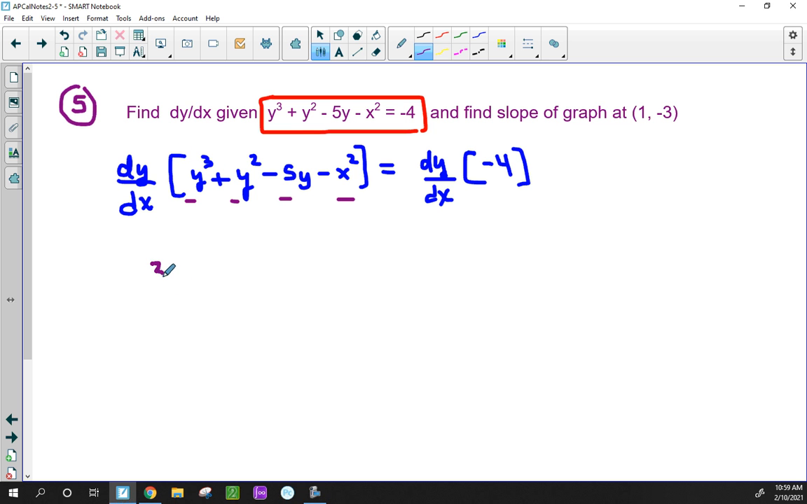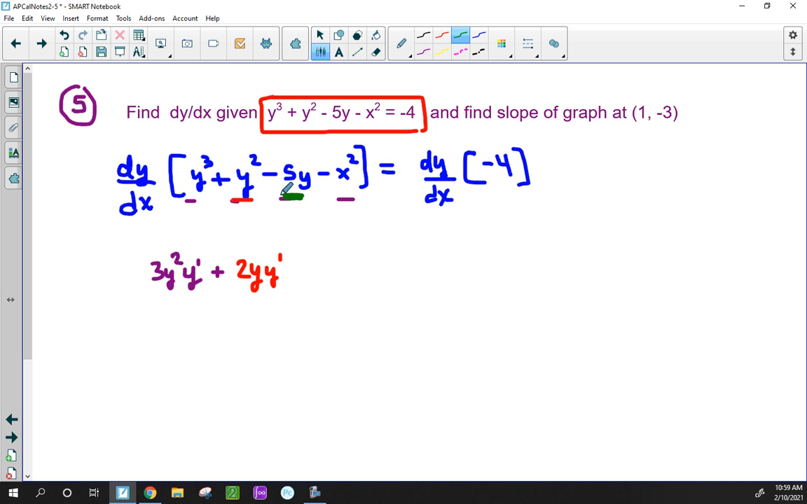That would be 3y to the second. And I'm going to have to do y prime again because the letters here don't match. Then plus. And now I'm doing the derivative of this piece. And that's going to be a 2y. And then chain rule dy dx or y prime.